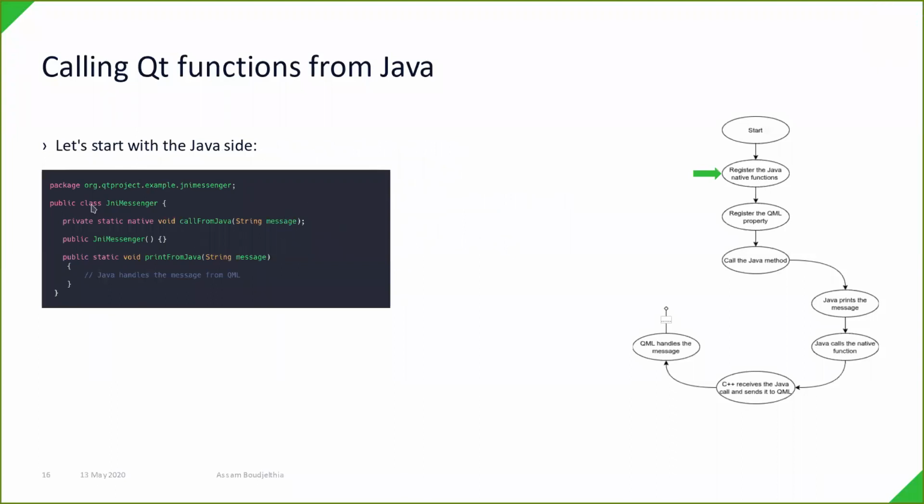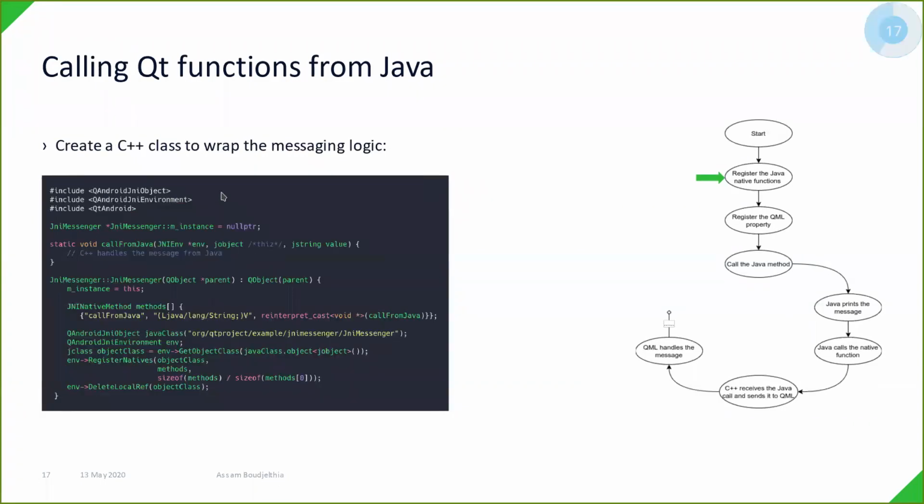On the Java side, let's define a custom class called JNI Messenger with a method that we will populate later. And then we will define this method and give it the keyword native. This will ensure that this will be called back to C++. And then on our C++ side, we need to do what's called register native functions. So we need to register that Java function.